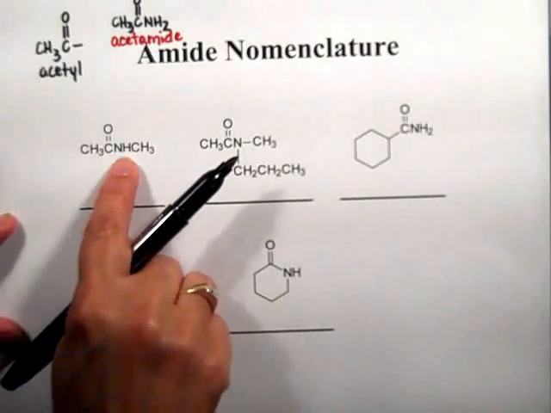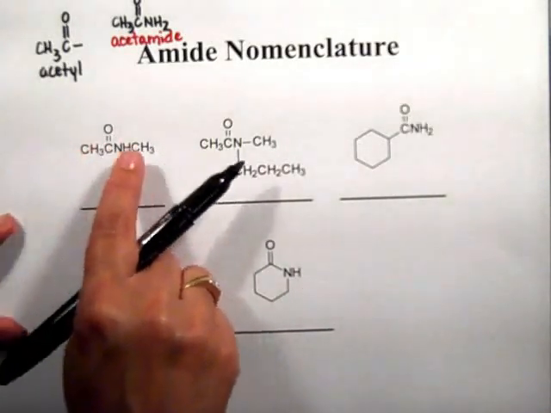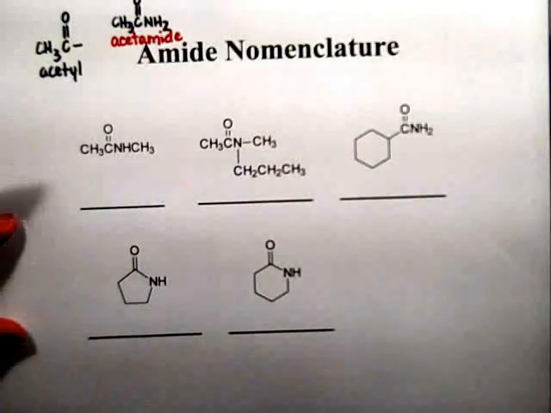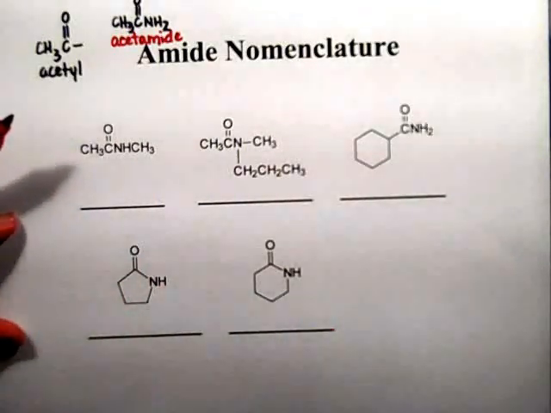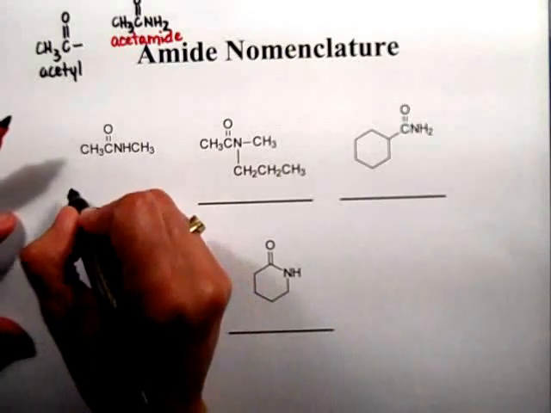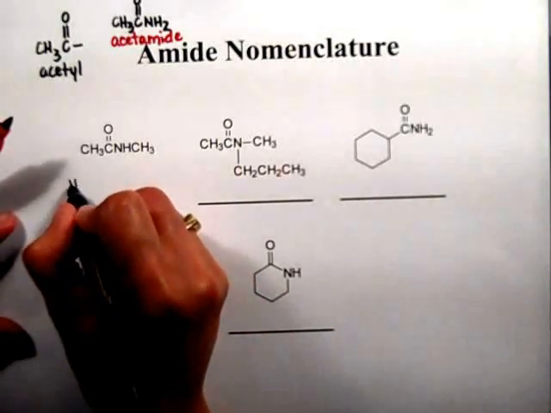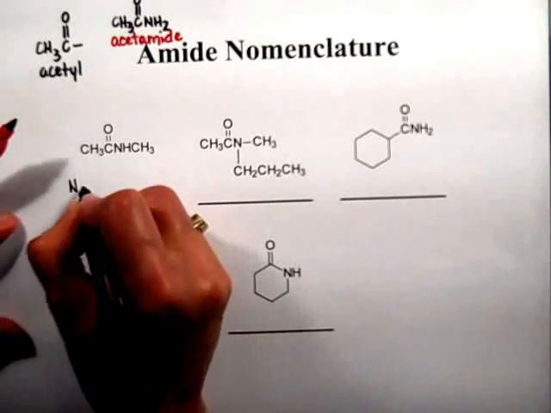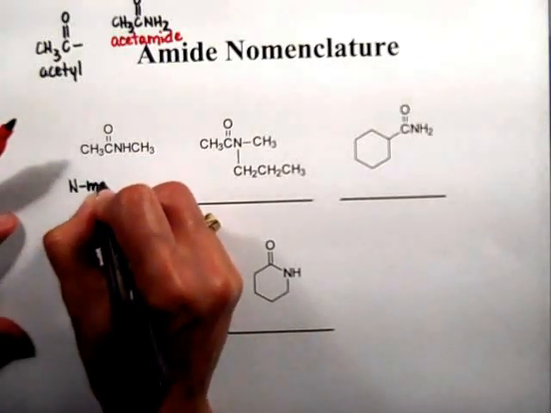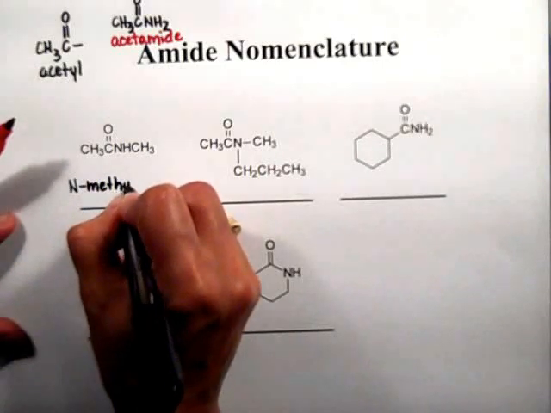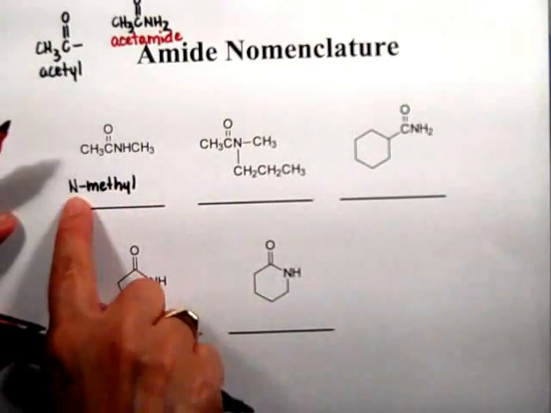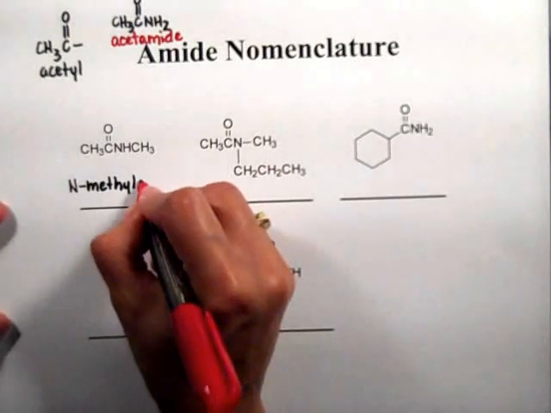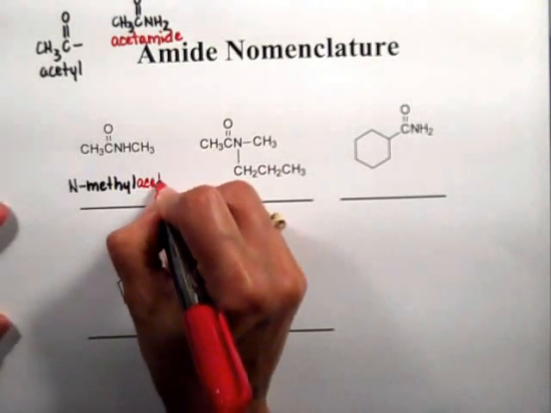Now, I have my acetamide right here, but there's a methyl attached to the nitrogen, and I have to specify that that methyl is on the nitrogen and nowhere else. To do that, we are going to use a capital N to specify that we're talking about the nitrogen, and then we're going to put the substituent that's on the nitrogen. So there is a methyl attached to my nitrogen, and the rest of my compound is my acetamide.